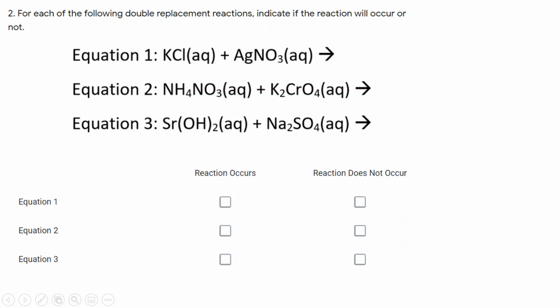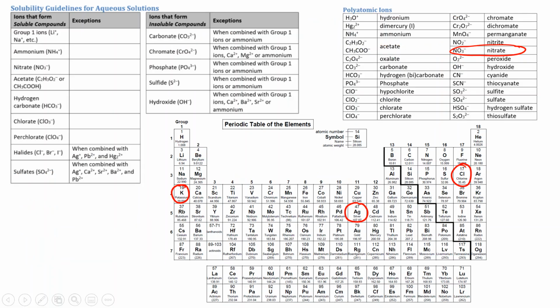So once I identify all these charges, I'm going to switch the positive charges. So I'm going to get silver chloride and potassium nitrate. So now I have to check to see if either of those is not aqueous. So if it's a solid, a liquid, or a gas, it just needs to not be aqueous. So for that, we're going to need our solubility rules. So for halides, like silver chloride, those are usually soluble except when combined with silver. So that's going to be a precipitate. That's going to be a solid.